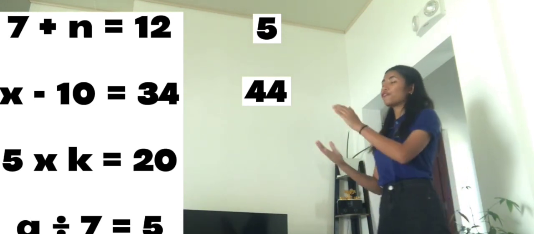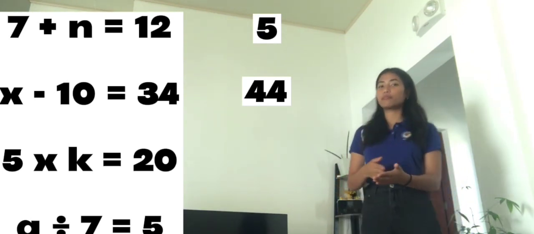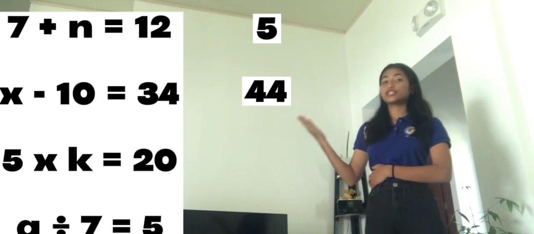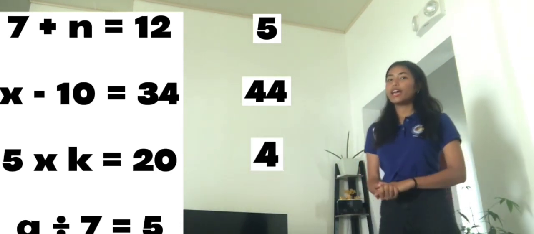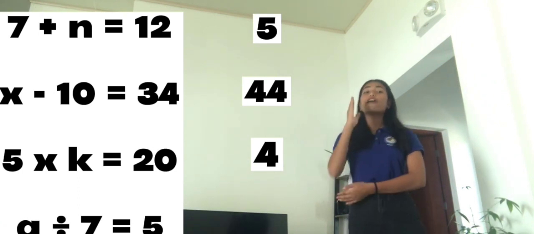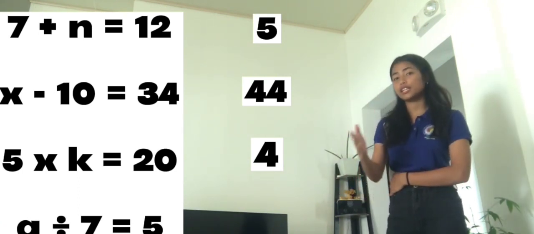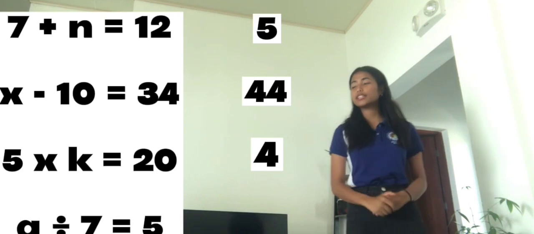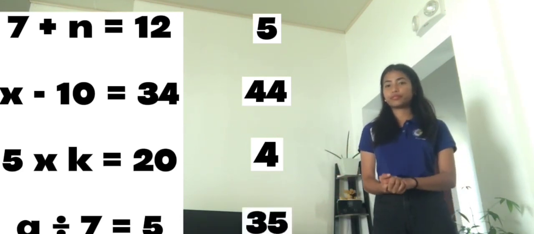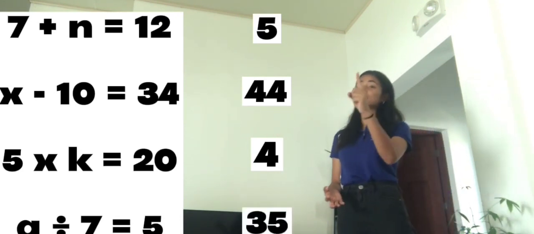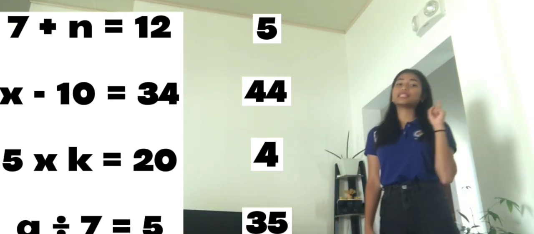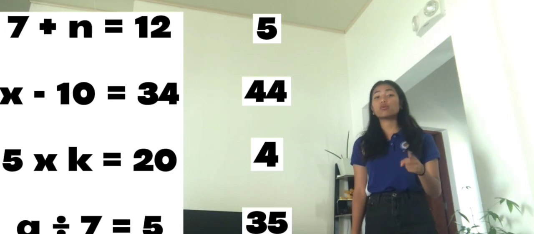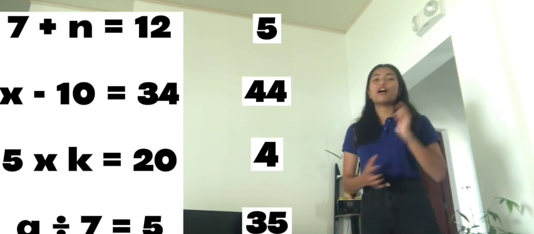Okay, it is 44 because 44 minus 10 is 34. And number 3, okay, it is 4 because 5 times 4 is equal to 20. How about the last number? Okay, it is 35 because 35 divided by 7 is equal to 5. Very good.